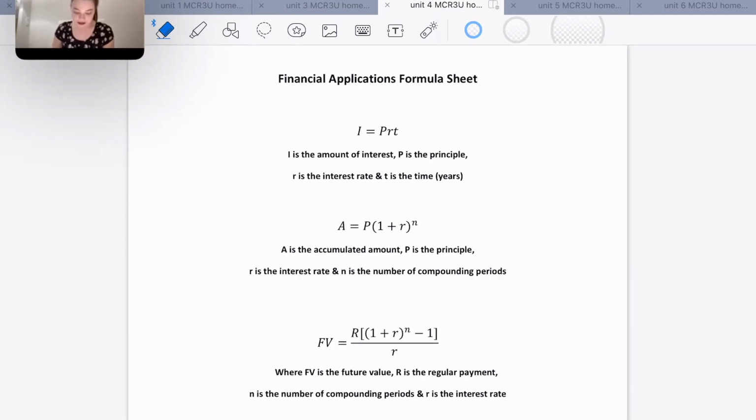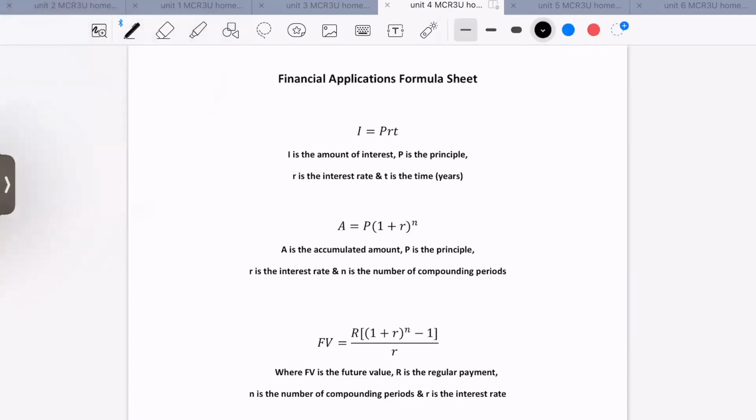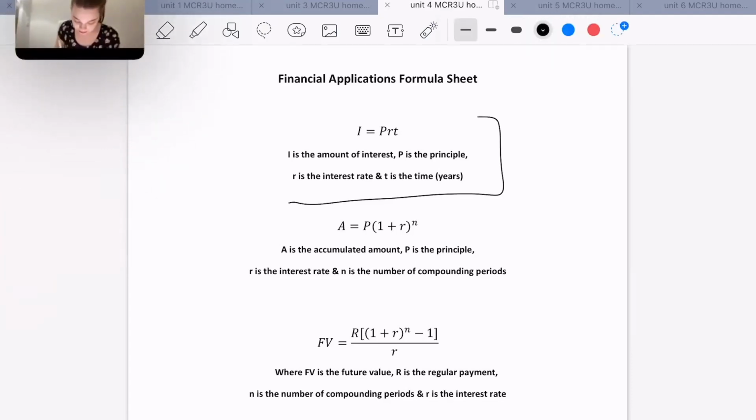Okay, so here is the formula for simple interest. It says I is the amount of interest, P is the principal, R is the interest rate, and T is the time in years. So as you can see, I, the amount of interest, is calculated by taking the principal, so the initial amount of money borrowed, times R, the interest rate, times T, the number of years. So this is simple interest per year.